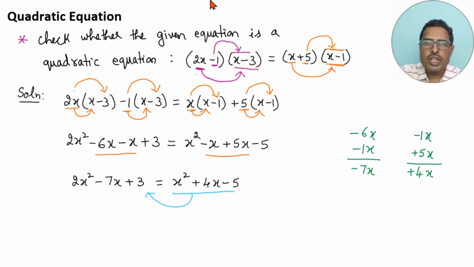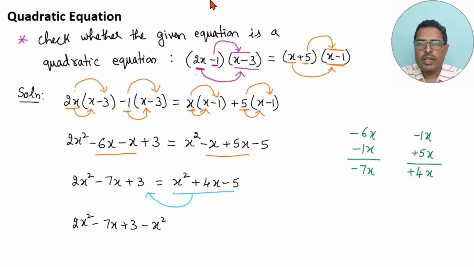So what happens when the right hand side jumps to the left hand side? The positive values will become negative, negative values will become positive. So let us try to rewrite this one. So you have 2x square minus 7x plus 3. This plus x square, when it comes on the left hand side, becomes minus of x square. This plus 4x becomes minus of 4x. This minus 5 becomes plus 5.